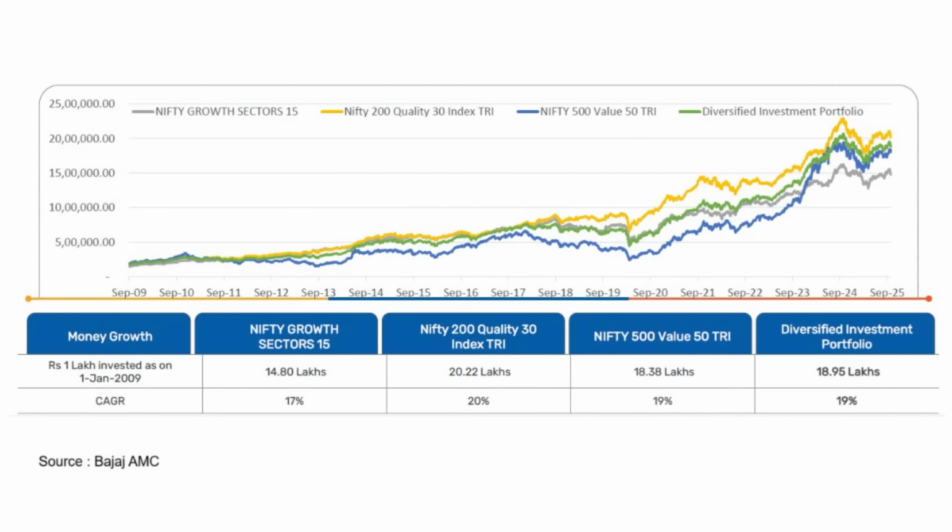Here's how they stacked up over 16 years. Nifty growth style, let's say the growth sector index, delivered 17% CAGR, 1 lakh grew to 14.8 lakh. The quality index delivered 20% CAGR, 1 lakh invested at the beginning of this research period grew to 20.2, and the value index delivered 19% CAGR, 1 growing to 18.4. And the most interesting part is that the balanced mix, the power of 3 portfolio, came in at 19% CAGR, delivering 18.95 lakhs with far lower volatility.